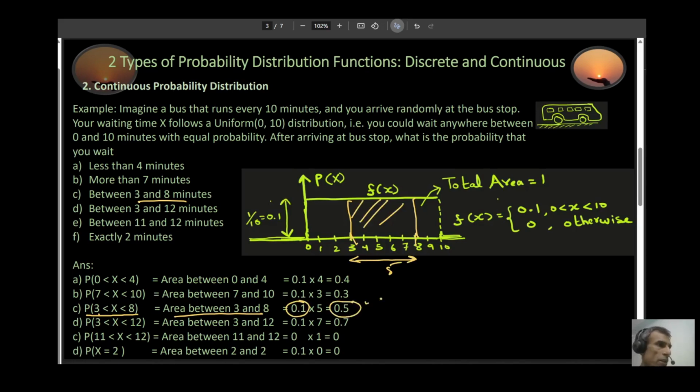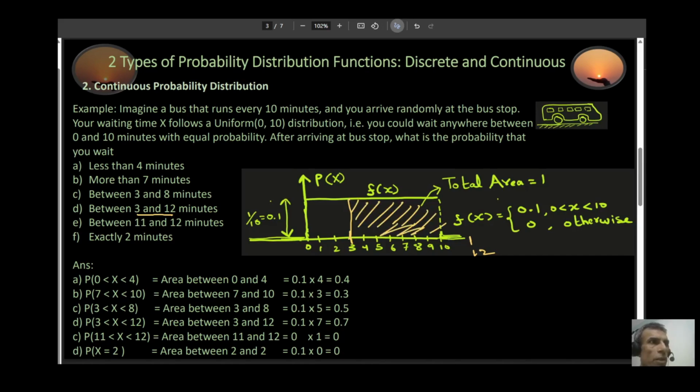There's a 50% chance that you could be waiting between 3 and 8. What is the probability that you could be waiting between 3 and 12? So this is my 3 right there, and my 12 is somewhere over here. In this case, the answer would be this area from here, all the way up to here.